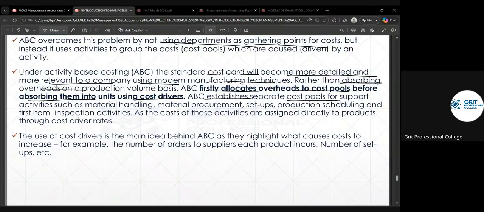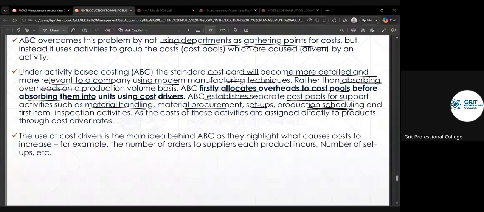ABC establishes separate cost pools for support activities such as, so these are the activities we are talking about, material handling. When you procure materials, what we call inbound logistics, taking them from your supplier's warehouse, bringing them to your warehouse, like the transportation, all of those things, so handling them and putting them there. Material procurement, what goes into procuring materials from our suppliers? Setup, setting up the machine for our production scheduling.